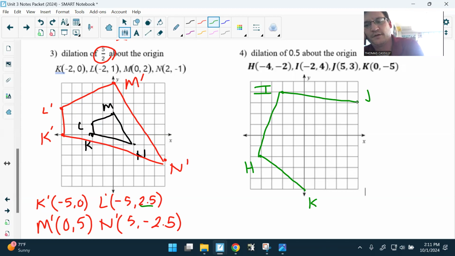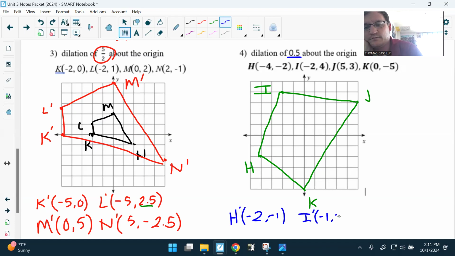Again, some kind of four-sided shape. I don't know what it looks like, but we are dilating at 0.5. So what that means is chop every number in half, okay? So H prime, that's negative 2, negative 1. I prime is negative 1, 2. J prime is 2.5, comma 1.5. And K prime is 0, negative 2.5.